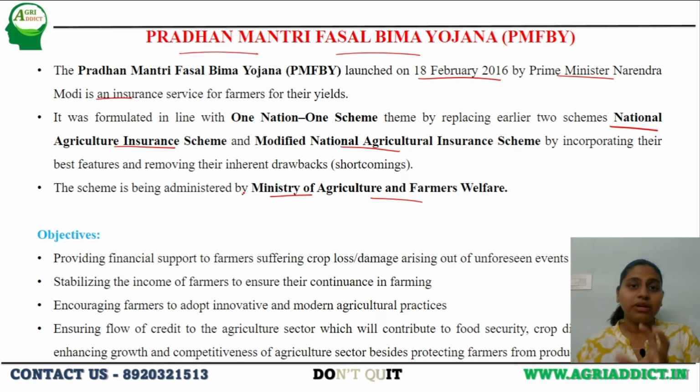Now, let us see the major objectives of this scheme. That is, to provide monetary support for the farmers who are suffering from loss. These losses can be for any reason. It can be due to poor germination of the seeds, or due to natural calamities, or due to wild animals, or any post-harvest losses. These losses will be covered and they will be provided with monetary support.